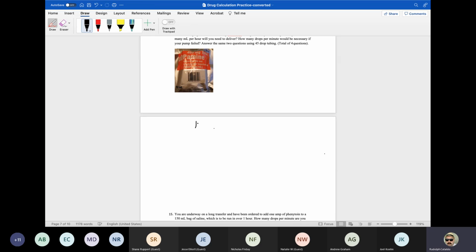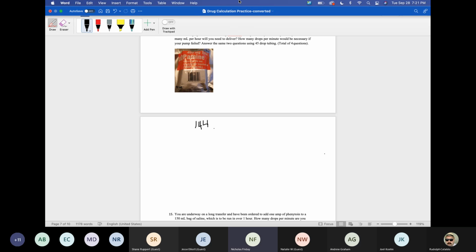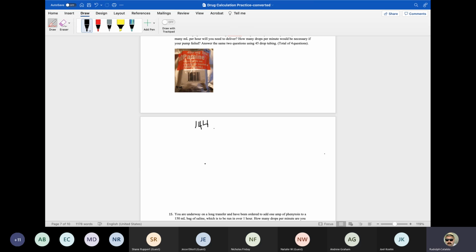All right, so weight again was 144. Can you guys still see that? Yes. Okay. 144, knock off the last number. That gives me what, 14? Subtract 2, and you always do this. Knock off the last number and subtract 2 equals 12 drops a minute.